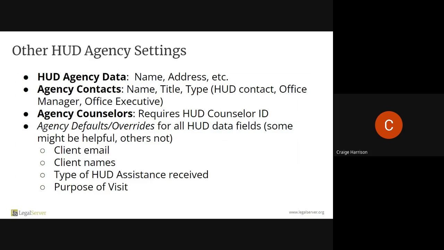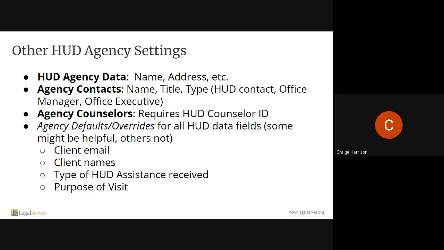Some of the other agency settings that are going to be required are the HUD agency data. That's where you put in your name and address. This is information that HUD has on you, as well as your agency contact. So that includes your HUD contact, your office manager, and your office executive. You also are now required to put in your agency counselors. This is a new requirement from HUD that you do have to have the HUD counselor ID in there.